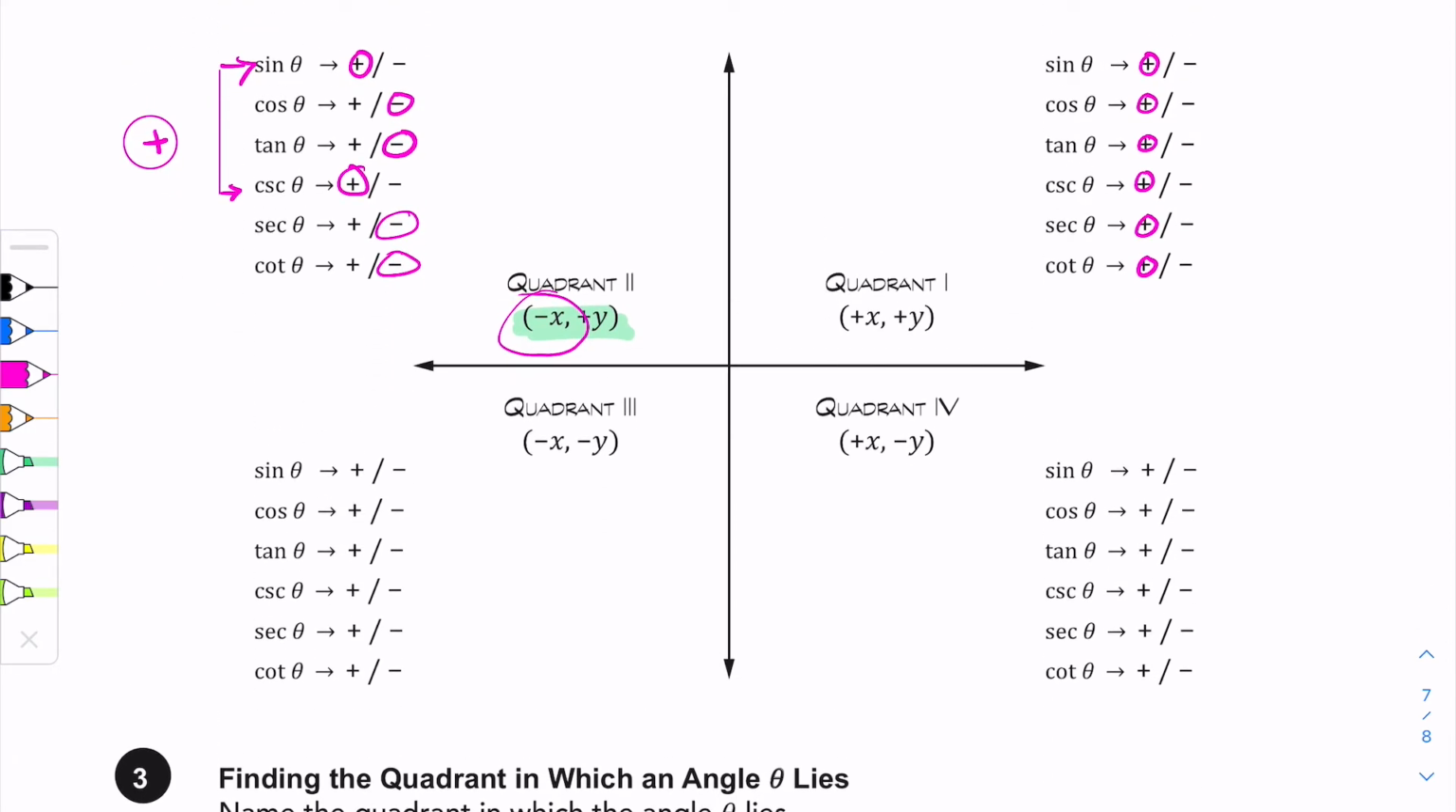In quadrant 3, both your x and y value are negative. That tells us that your sine value is negative, your cosine value is negative, but tangent is y divided by x. If you have y divided by x and they're both negative values, a negative divided by a negative is a positive. Cosecant, negative. Secant, negative. Cotangent, also a negative divided by a negative, so that is positive.